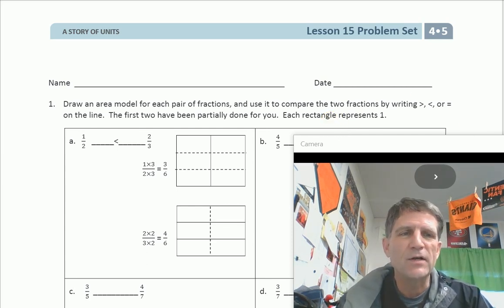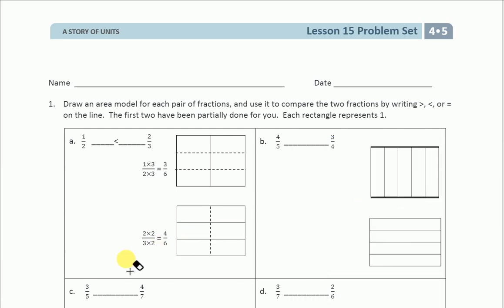So let's get started. In the first one, we're supposed to draw an area model for each pair of fractions, and then use it to compare the two fractions by writing greater than, less than, or equal on the line. The first two have been partially done for you. What does partially mean? Partially doesn't mean the whole thing's done for you. It means part. Okay? Partially done for you. Each rectangle represents one. So in the first one, we're looking at 1/2, and we're comparing 2/3.